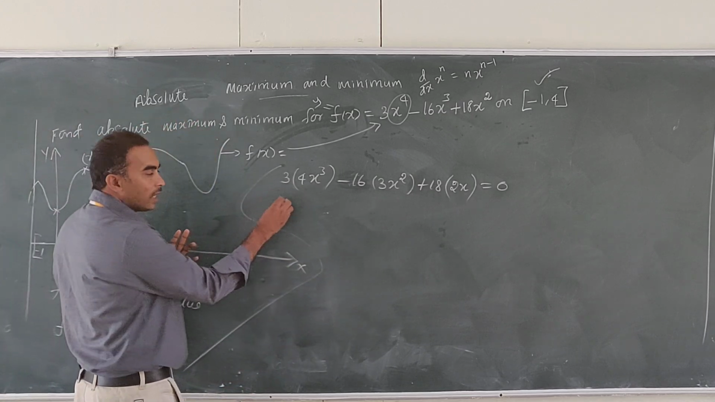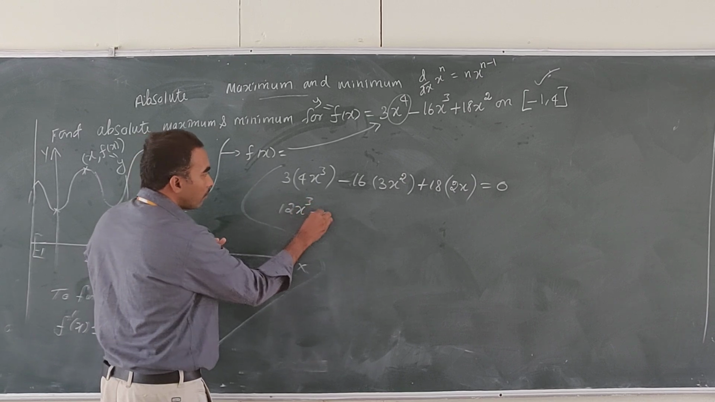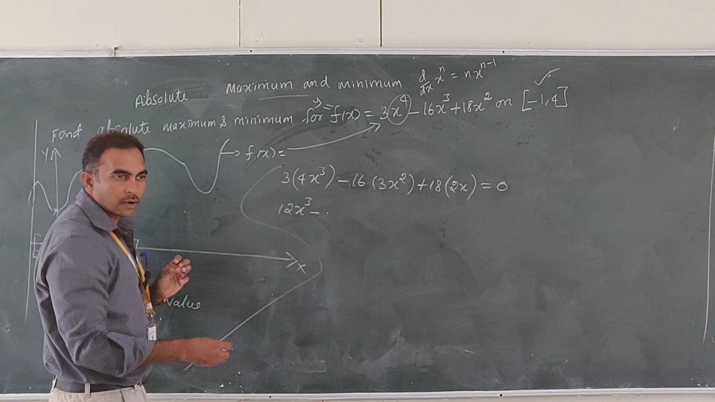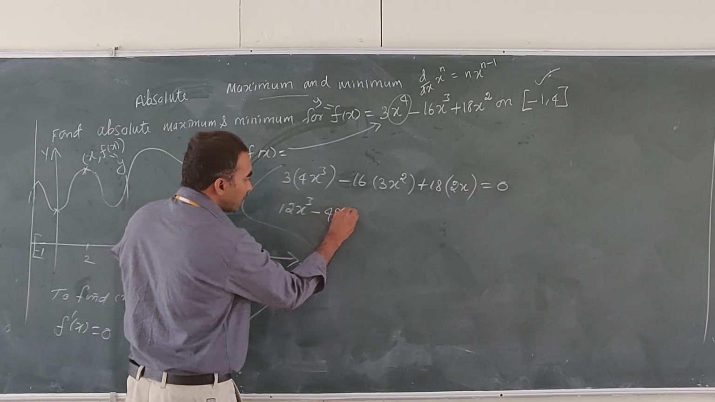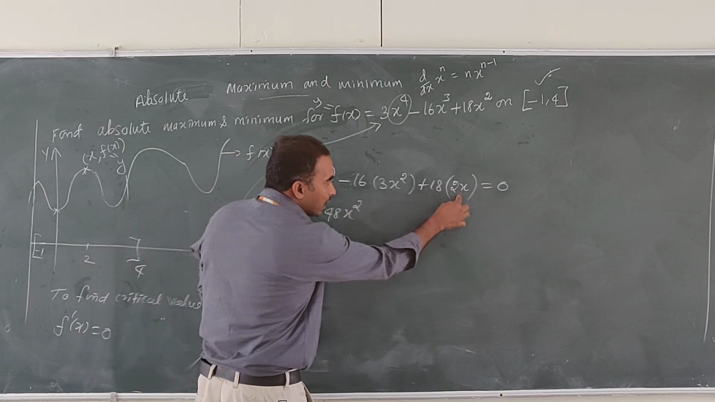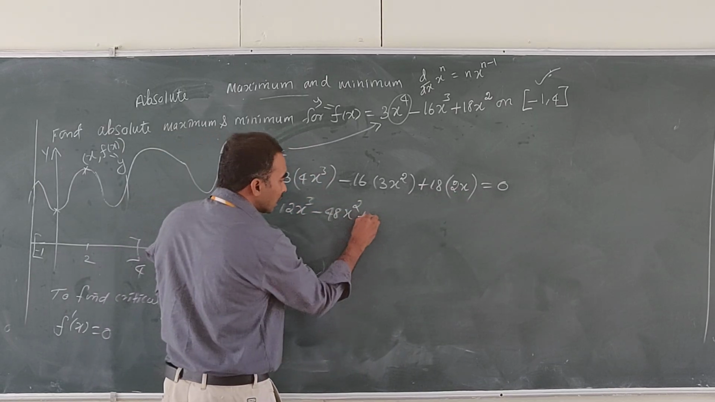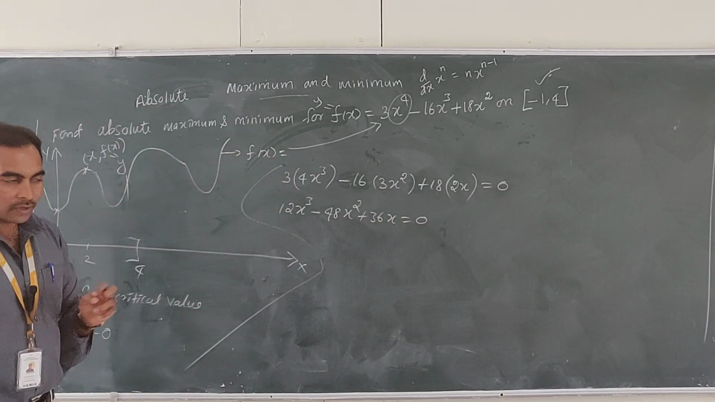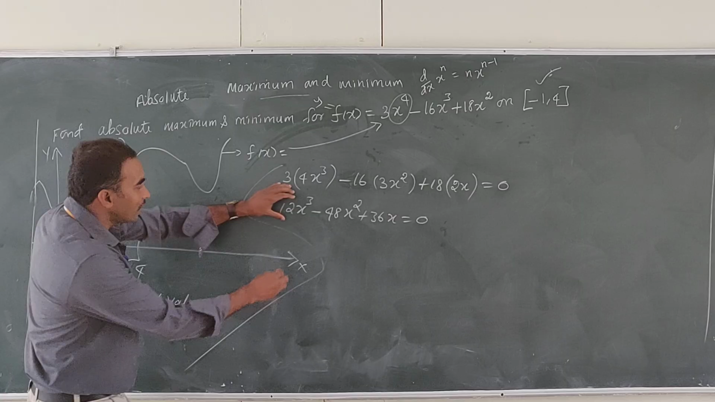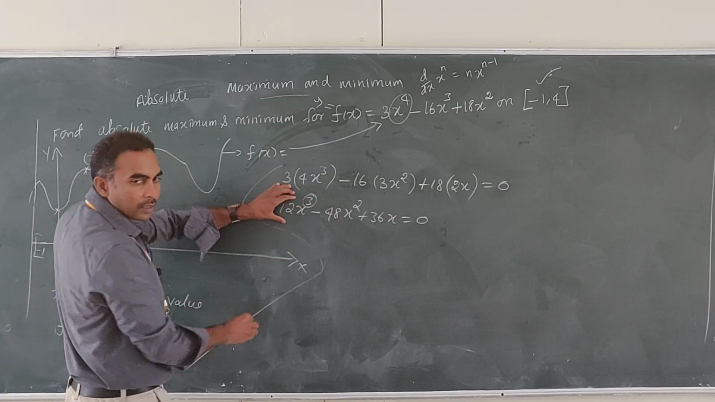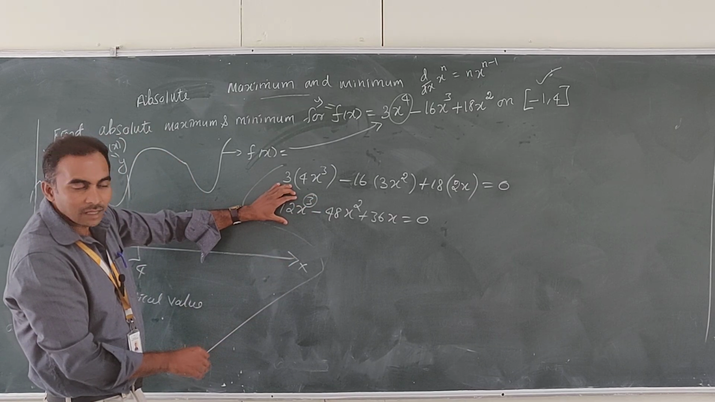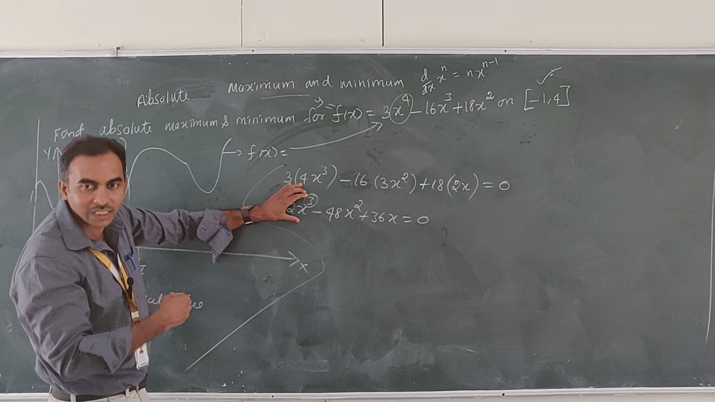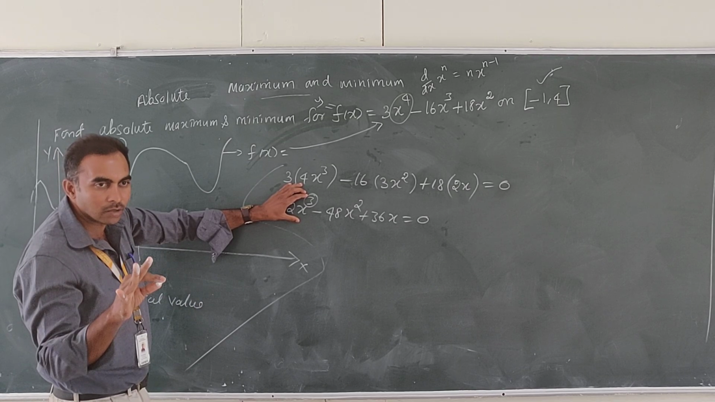Next, 4 into 3, 12 x cube, minus 16 into 3, what is 16 into 3? 48 x square. Next, 18 into 2, 36 x equal to 0. We have to calculate the value of x. What is the highest power? 3. The highest power is 3. We can use the calculator to find the value of x. So we will get 3 values.